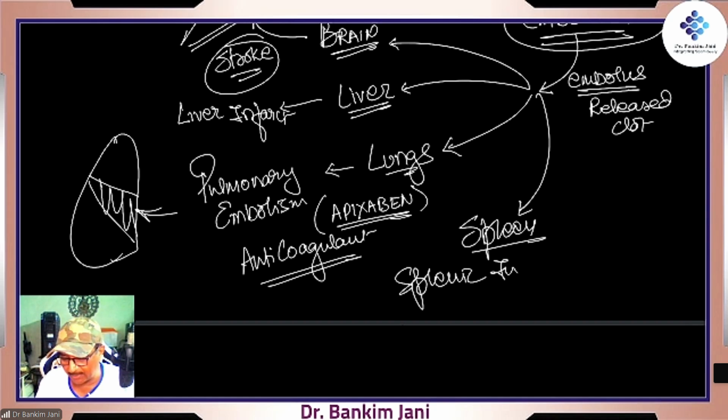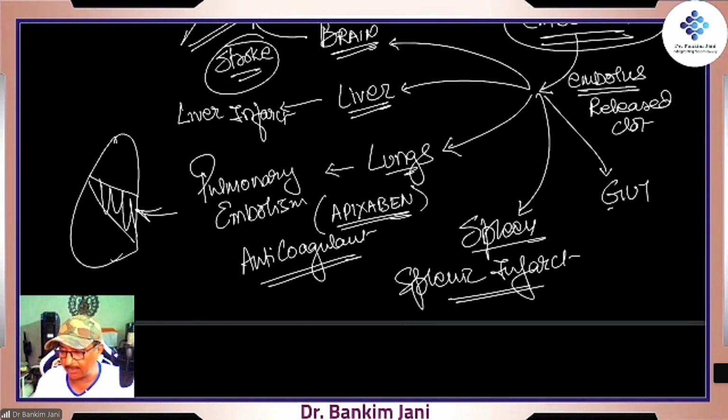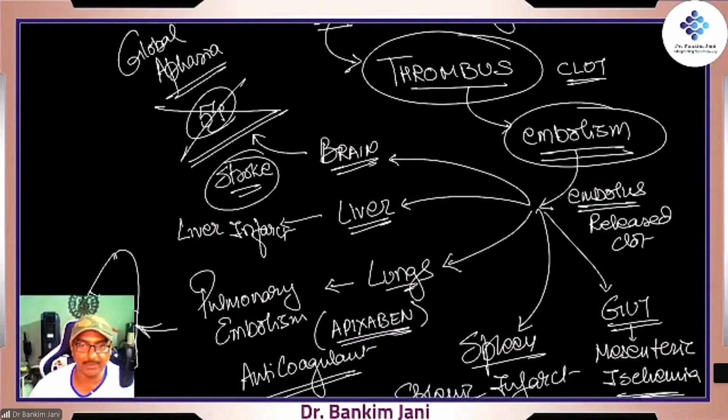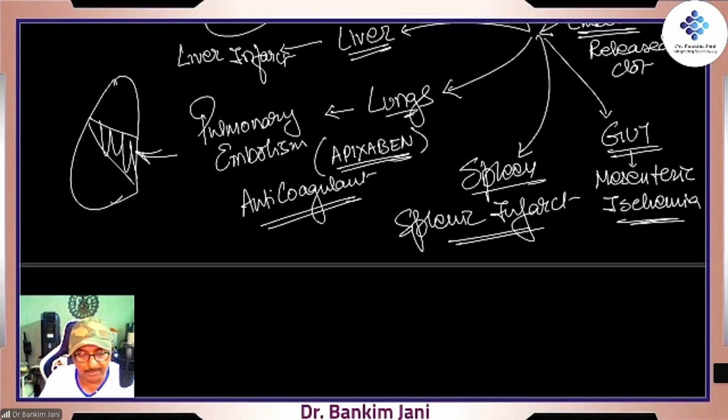Splenic infarction. If it goes into the gut, there are mesenteric vessels, and it leads to mesenteric ischemia. The part of the gut starts dying, so you have to surgically operate and remove that portion. And imagine how complicated it becomes. That is the reason that in such cases you need to give an anticoagulant.